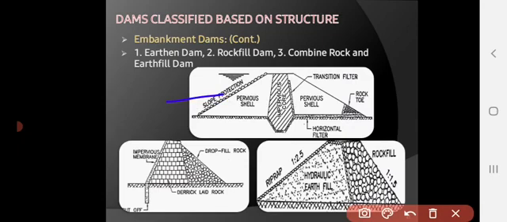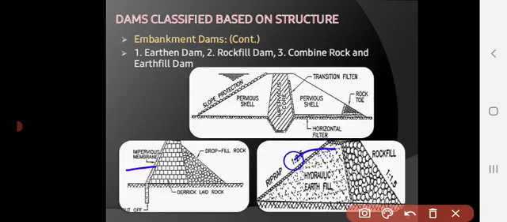Another is the rock-fill dam. A rock-fill dam is constructed like this. It is divided into two sections: some portion with masonry and some portion with rock. For stability and seepage control, an impervious membrane is provided at the upstream, because the upstream portion is always in contact with water.